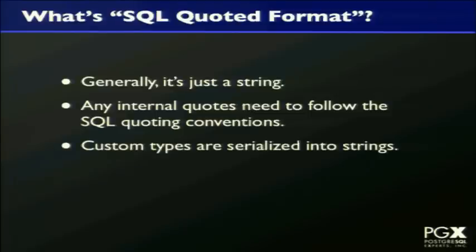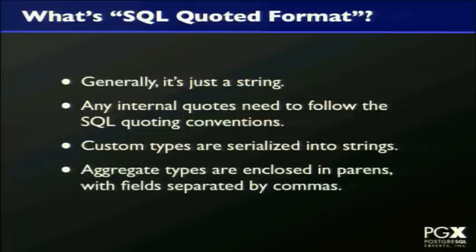To communicate with Postgres, custom types are serialized into strings. We send the string representation to the database. We get the string representation back. Generally, if all else fails in Postgres, you cast things to and from strings. That's the basic, the easiest way of getting stuff in and out of a Postgres database. Aggregate types are enclosed in parens with the fields separated by commas, and then the right quoting conventions on the stuff between the commas.